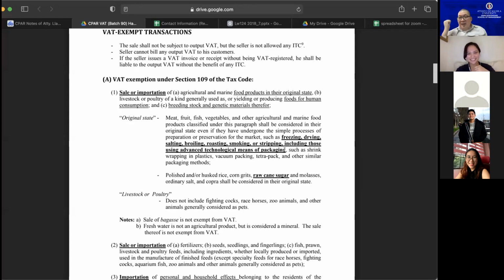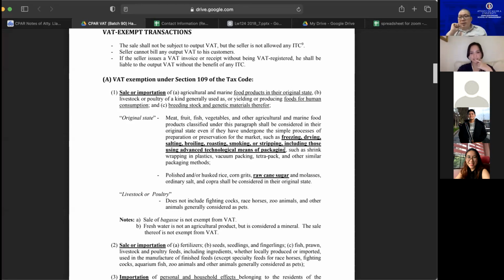Yes. In that case, the carrot is in its original state, tama? Yes, sir. Then it is VAT exempt. You have no input VAT. Oh, okay. Yes, sir. No input VAT. VAT exempt. No input, but your supplier is VAT exempt, but you are not.